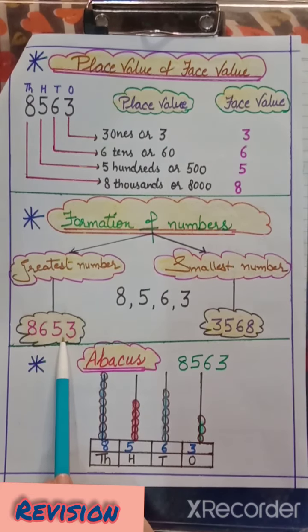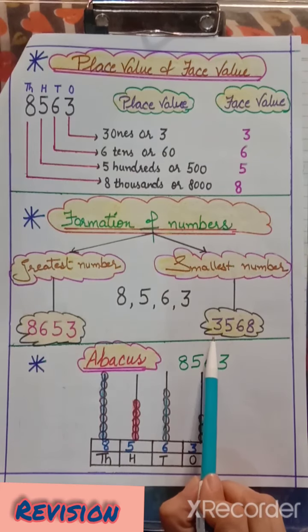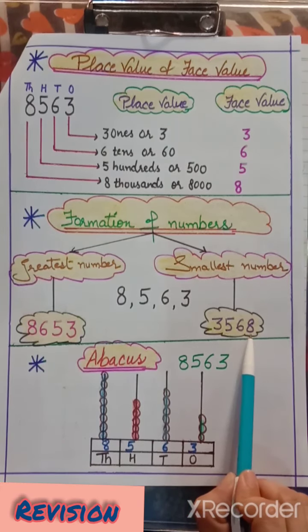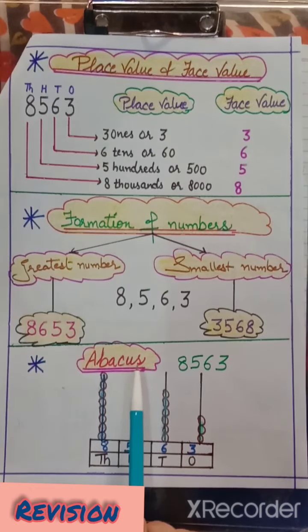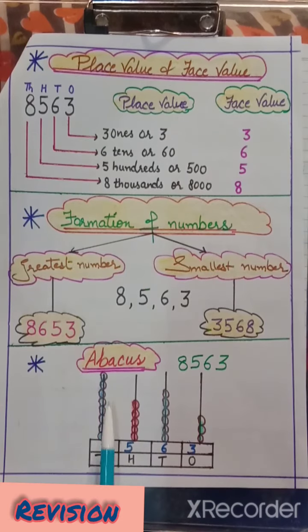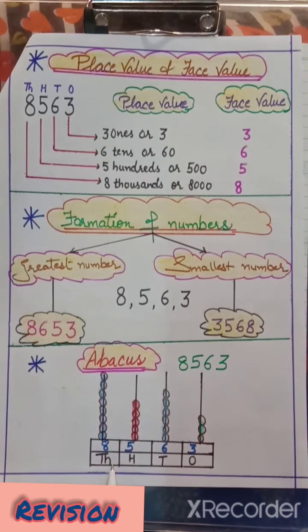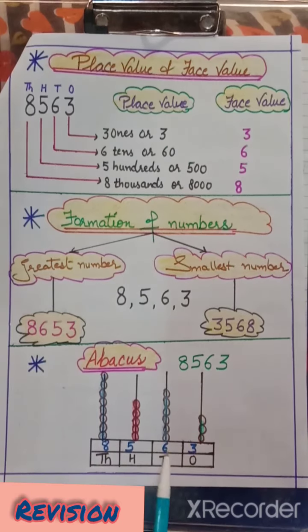8653. This is the greatest number from these digits, and the smallest number we form from these digits is 3568. Next is the abacus. In the abacus, 8563. So first of all we will draw a rectangle, make a half of it, make equal parts. We have to write the place value table: ones, tens, 100, 1000, then arrange the number 8563.